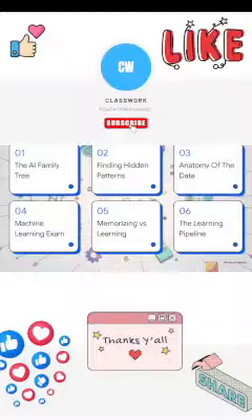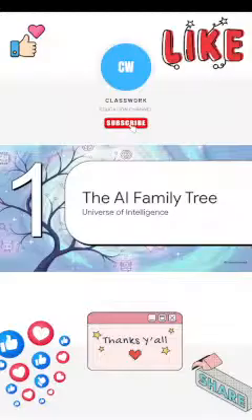Okay, so here's our roadmap for this explainer. We're going to cover: 1. The AI family tree. 2. Finding the hidden patterns. 3. Anatomy of the data. 4. The machine learning exam. 5. Memorizing versus true learning. And finally, number 6, the complete learning pipeline. Let's do this. Starting off with Section 1, the AI family tree, mapping the universe of intelligence.